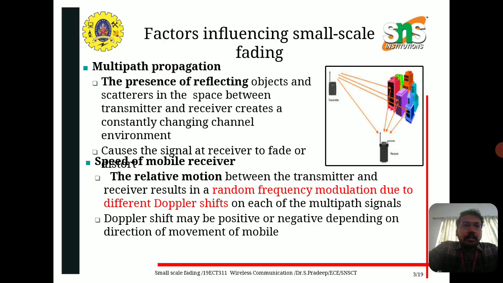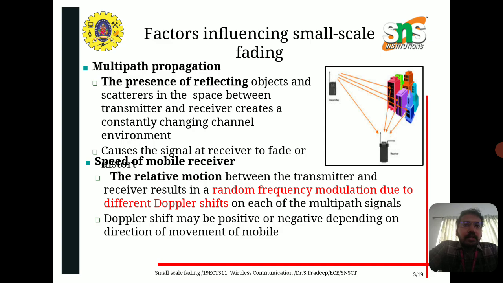Factors influencing small scale fading. First one is multipath propagation. The presence of reflecting objects and scatterers in the space between transmitter and receiver creates a constantly changing channel environment. It causes the signal at the receiver to fade or be destroyed.